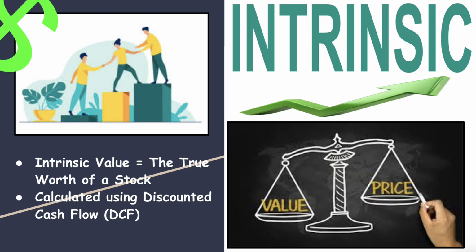Here's how it works. First, estimate the company's future cash flows. Discount those cash flows back to the present value using a discount rate, usually the company's cost of capital. Add up the present values to get the intrinsic value.